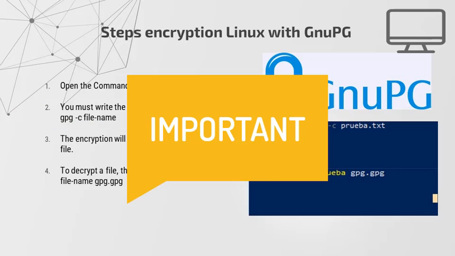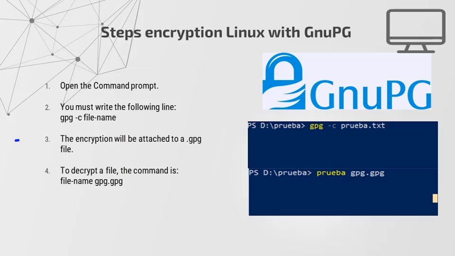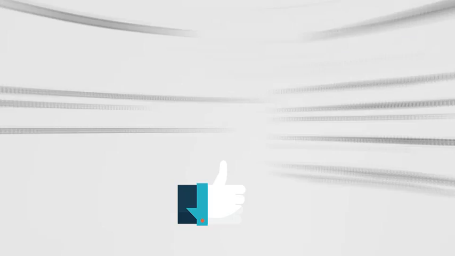Then it will ask you to enter a password to encrypt. Later, you will have to confirm the same password. If you forgot the password, you will not be able to recover the data, since it uses very strong encryption. After the encryption, a .gpg extension will be attached to the file. Final step, to decrypt a file, the command is gpg, file name, extension .gpg.